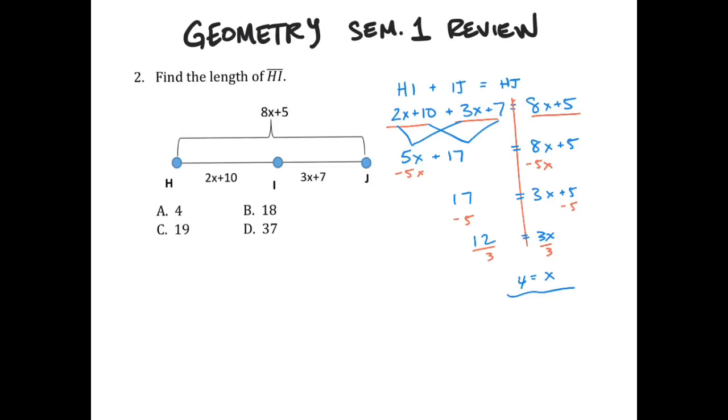But the question doesn't ask for x, it asks for HI. So we have to take that 4 and plug it back in. So I know that HI was equal to 2x plus 10. Plugging in the 4 for x, that's 2 times 4 plus 10. 8 plus 10 is 18.